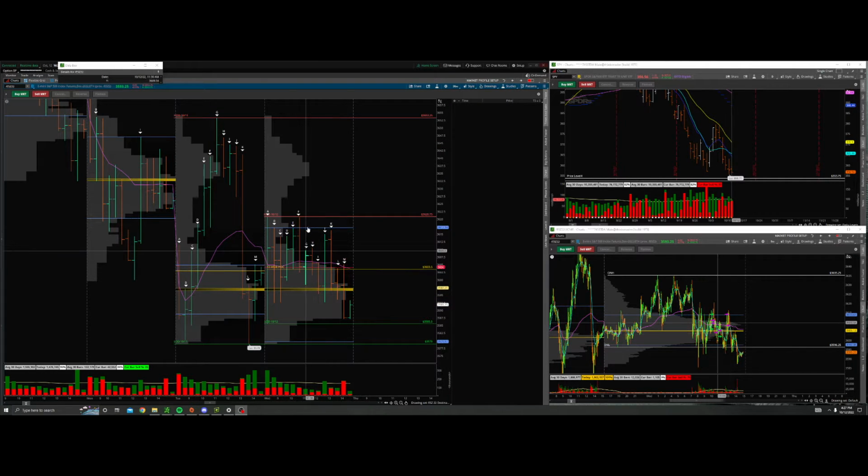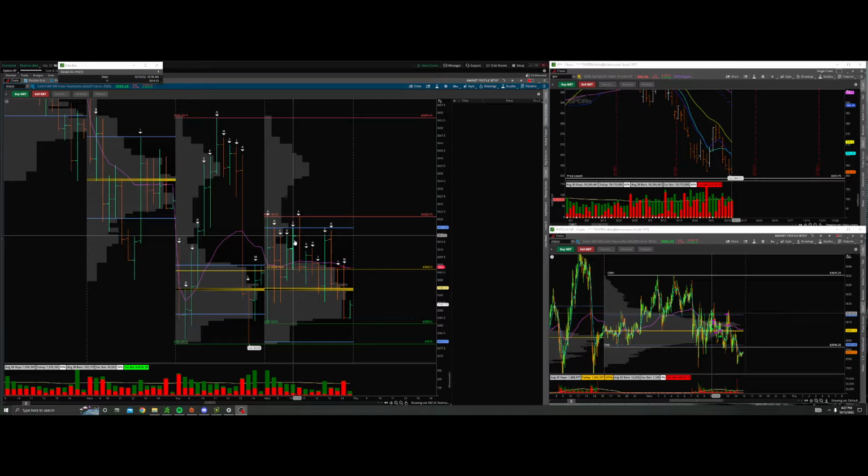Don't know what happened there, the mic cut out. But I took a long in F period because I was expecting us to kind of pop up and then go take out the day's high and then maybe rotate up a little bit and get into this area where we did some volume, but that never happened. And then we came back in. I was actually up on the trade.